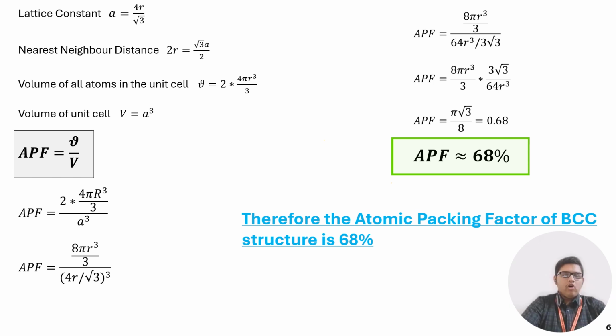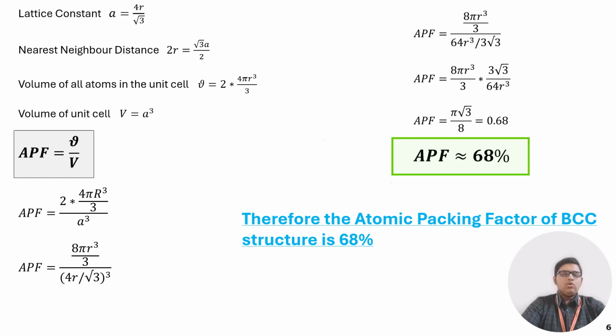Now, the volume of all atoms in the unit cell, v, equals 2 × 4/3 πr³. In one unit cell there are 2 atoms, and the volume of an atom, which is shaped like a sphere, is 4/3 πr³. Hence v = 2 × 4/3 πr³. Volume of the unit cell V equals a³. Since the unit cell is in the shape of a cube, its volume is a³. Now APF equals v/V.